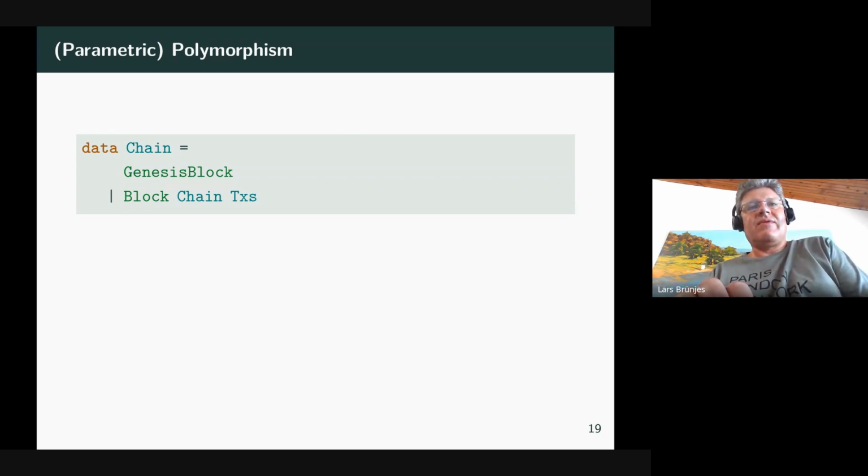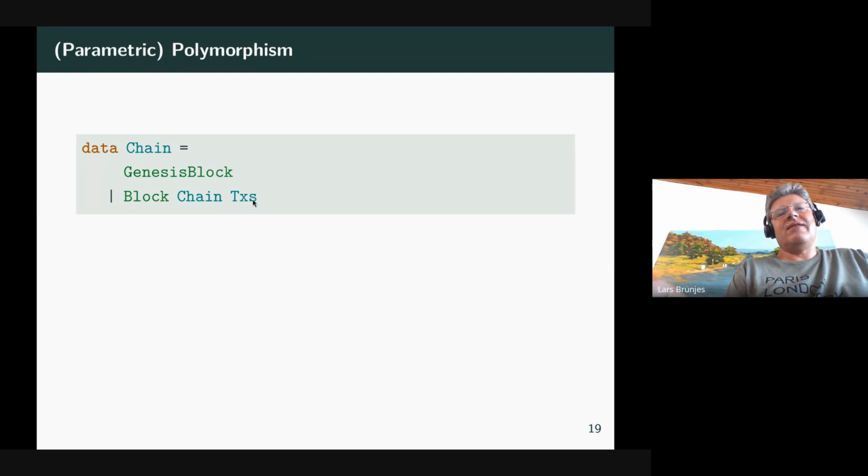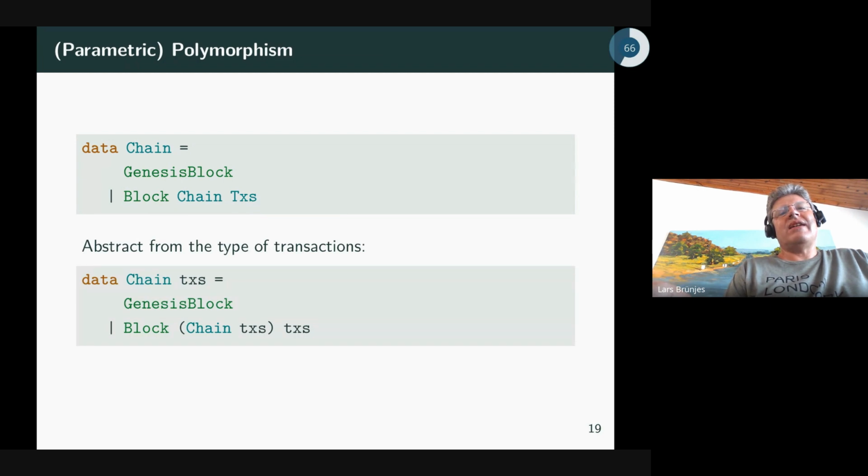And so one example is now we generalize this payload. Here we always had this payload that we call TXS, which was just another name for int. Let's say we want to consider chains that have other types of payloads, not just int. So the way you can do that in Haskell is like this. Before we just had this chain type. We defined the chain data type.